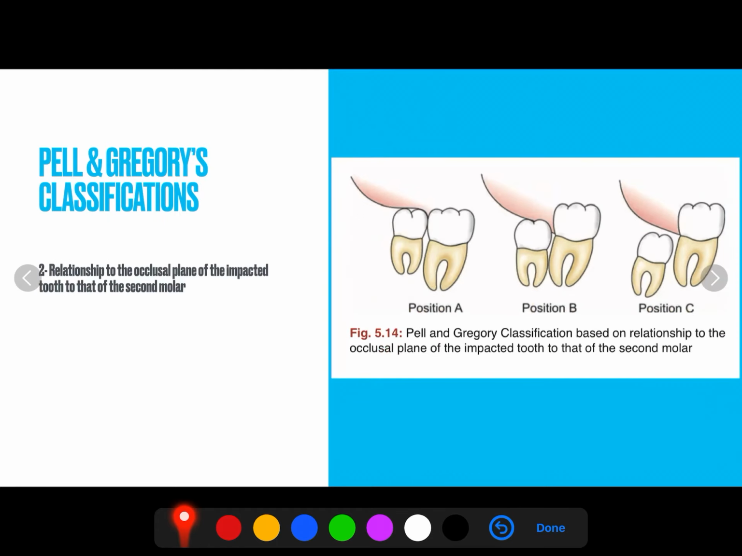The second relation is to the occlusal line of the second molar. We have position A, where it is in line with the second molar. Position B, where the occlusal line is below that of the second molar but above the cervical line of the second molar. And position C, where the tooth is impacted completely into the bone and below the cervical line of the second molar.